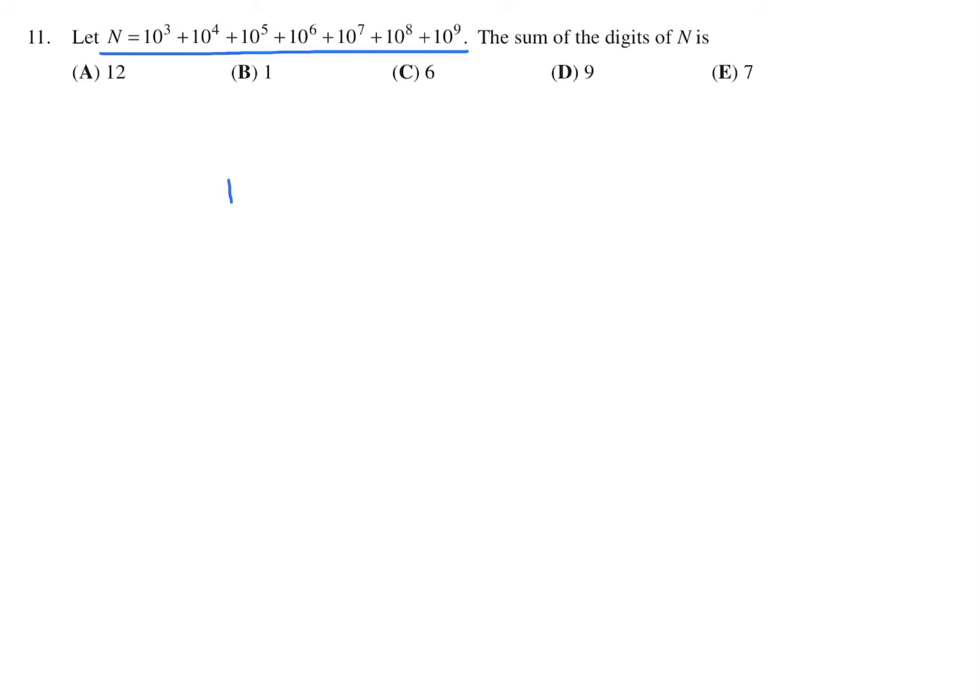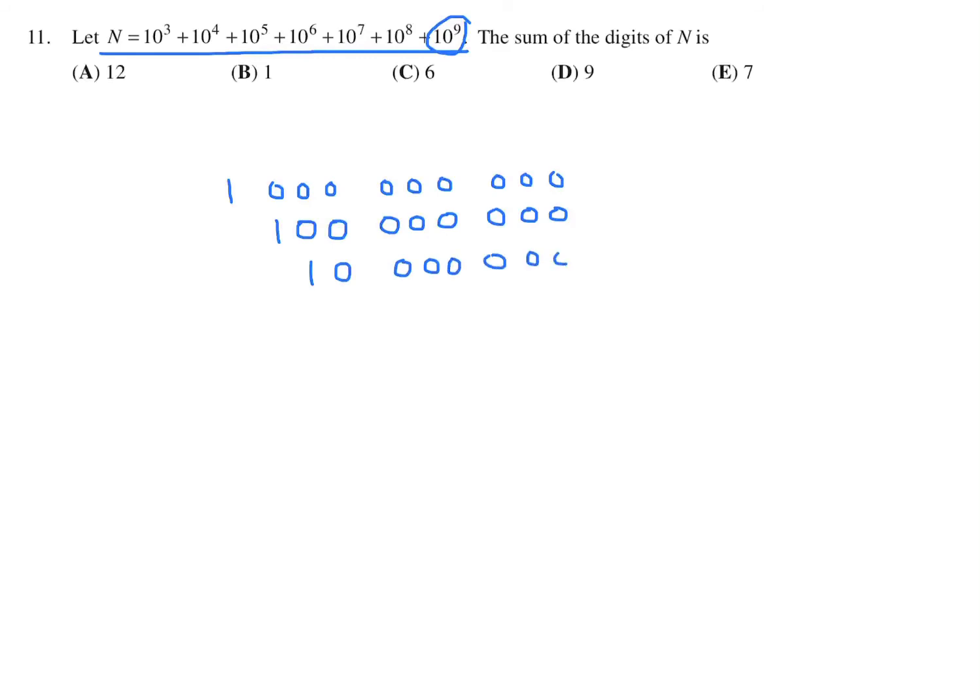Now the hardest part is just keeping track of the zeros. 0, 0, 0, 0, 0, 0, 0, 0, 0. So this is this guy right here. The next one, 8 zeros. Okay. Next one, 7 zeros. 6 zeros is the next one, I think. I was already getting confused. 5 zeros for the next one. 4 zeros. And the last one is 3 zeros.